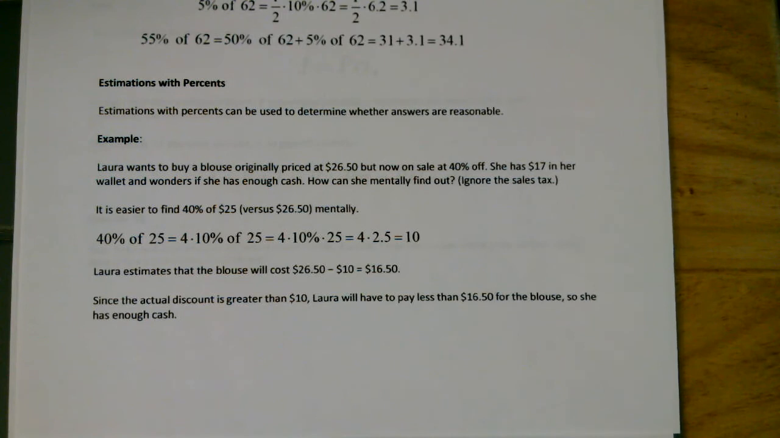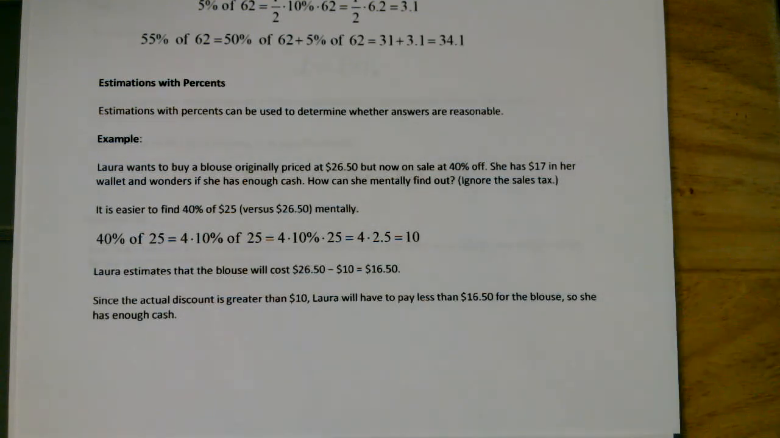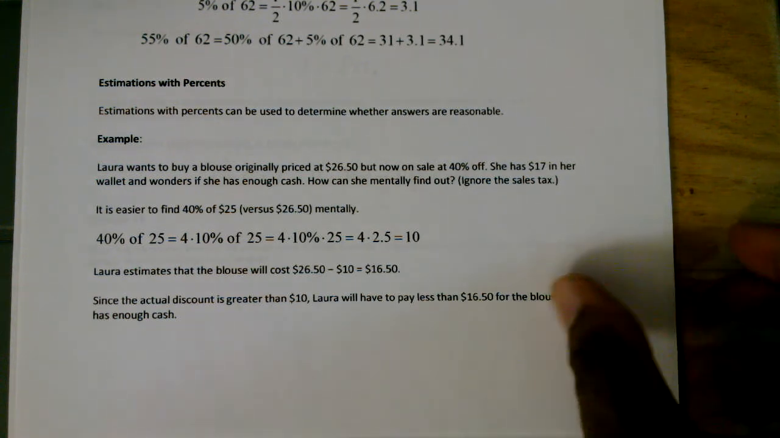And since the actual discount is greater than $10, that means that Laura will have enough to buy that blouse, because she's going to pay less than $16.50 for that blouse. Okay, so that's pretty much how we can use estimation with percents, by taking a percent of some nice number that we know how to get.